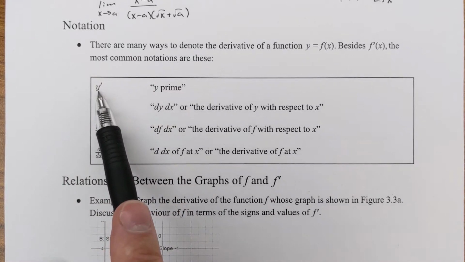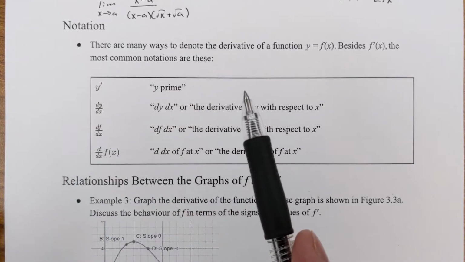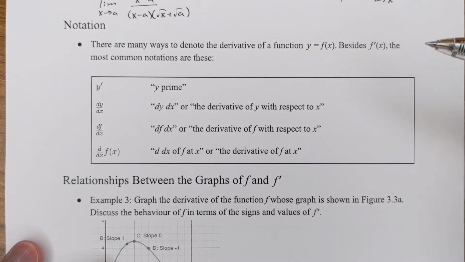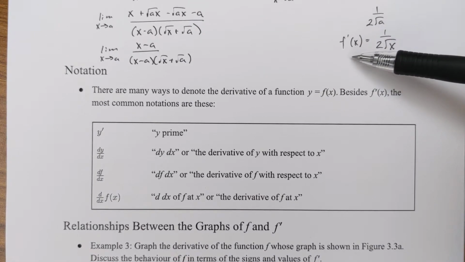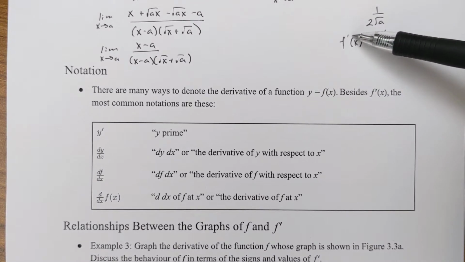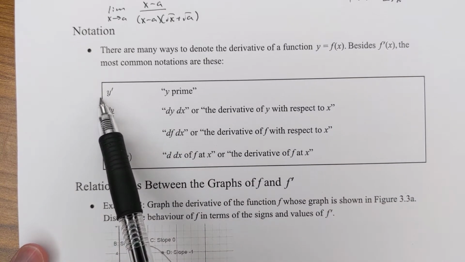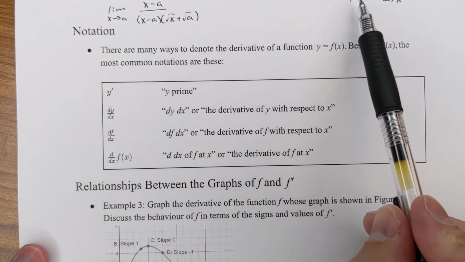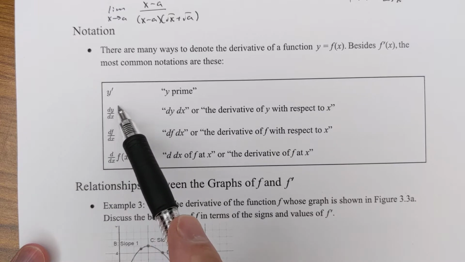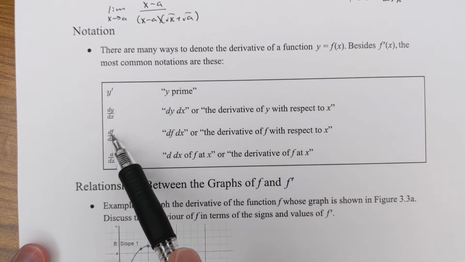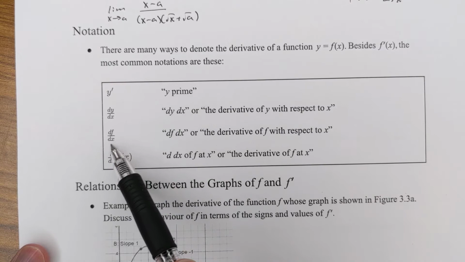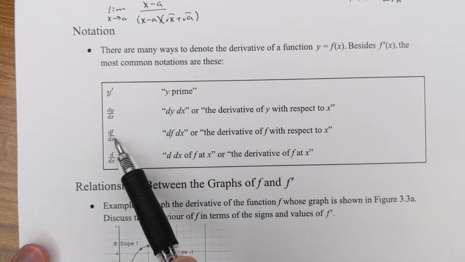So y prime is pretty common if your equation is y equals. f prime, the one we use up here, is if you have an f of x equals, we'll use f prime. If you have a y equals equation, it's y prime, because remember, y and f of x are the same thing. dy dx, you'll see this sometimes written if you have an equation in terms of y.